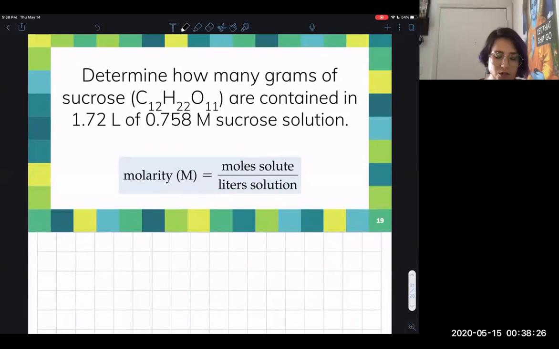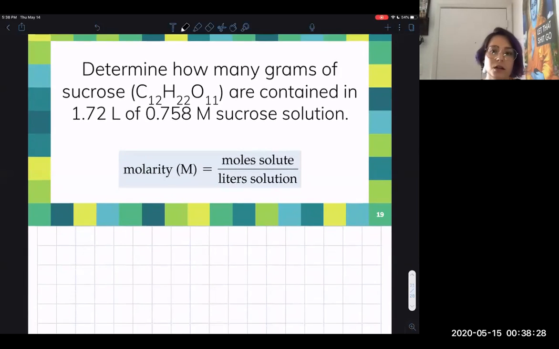All right, let's try it. If I give you the molarity, can you figure something out with it? How many grams of sucrose are contained in 1.72 liters of a 0.758 molar sucrose solution? I'll give you 2 minutes.